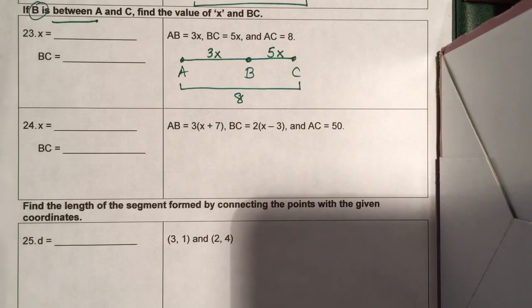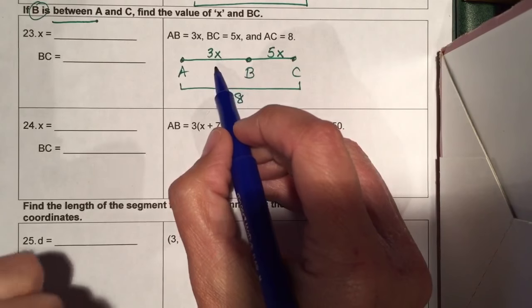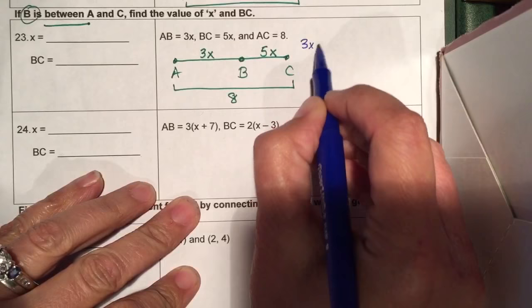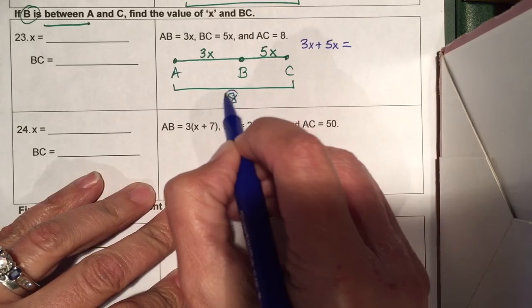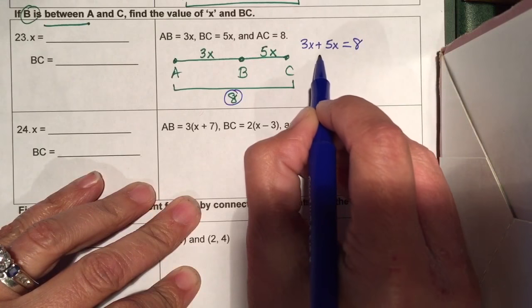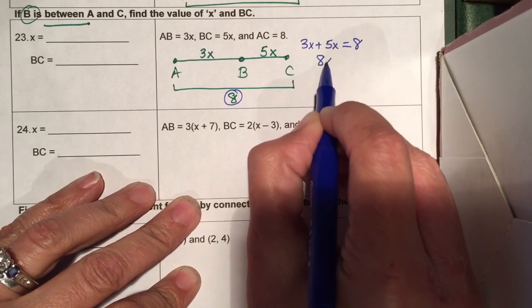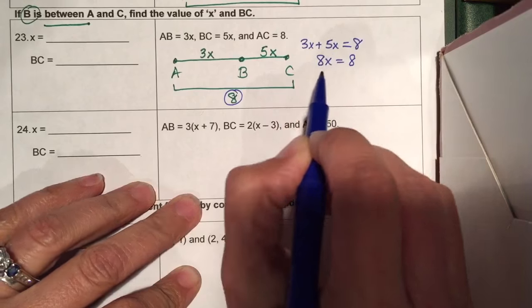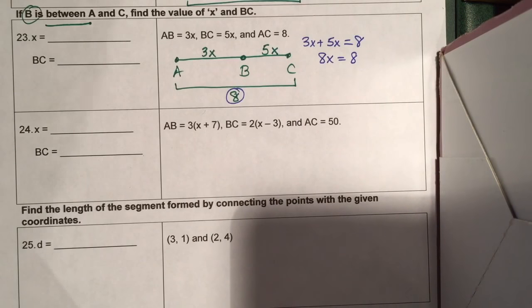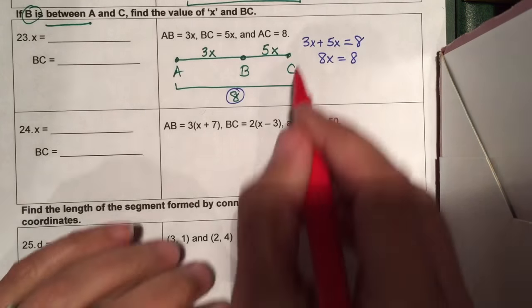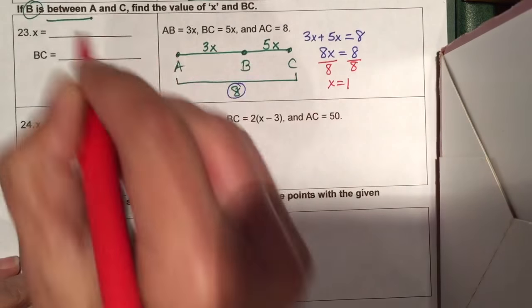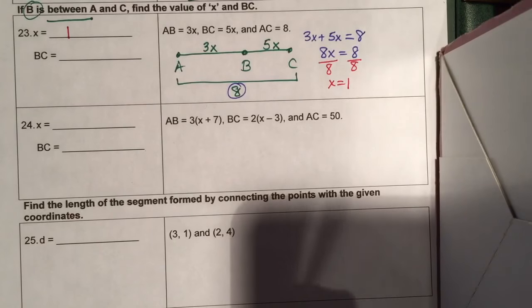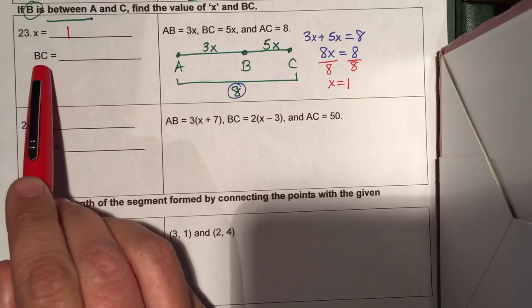Well, what I know is the two small parts, 3x and 5x, when I add those together, are going to equal the entire length of the segment, which happens to be 8. So I'm going to combine those. So 3x plus 5x is 8x. 8x equals 8. I'm going to divide by 8, and so x equals 1. So there's our first answer. X is 1.